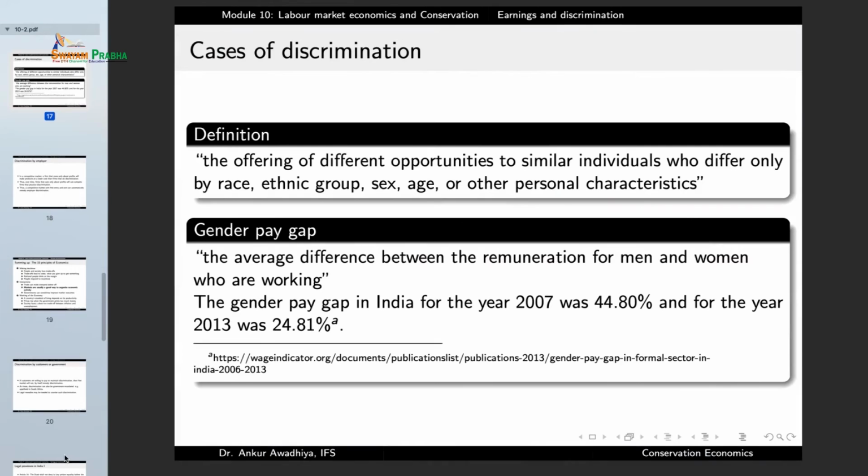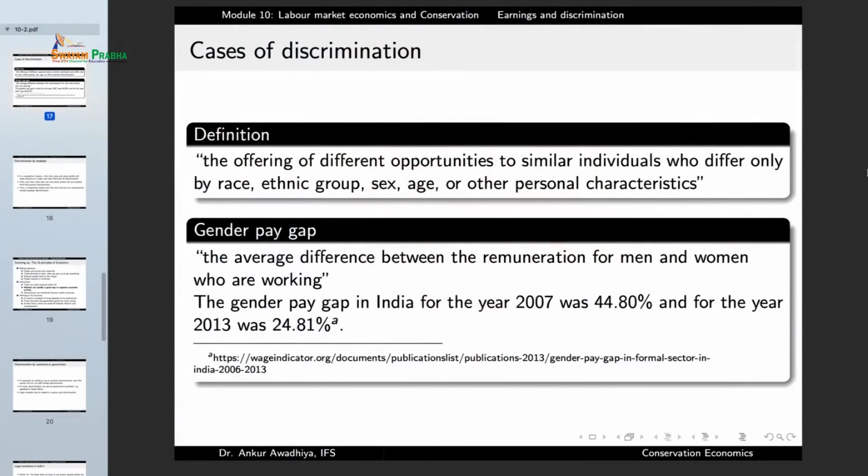Now, discrimination is defined as the offering of different opportunities to similar individuals who differ only by race, ethnic group, sex, age, or other personal characteristics. So, when we talk about discrimination, we are saying that there are two workers who are practically the same, they have the same education, they have the same ability, they will put up the same effort, but still we employ one and we do not employ the other because the one that we are hiring probably speaks the same tongue or belongs to the same community or the same religion. So in this case, we will say that we are discriminating one against the other.